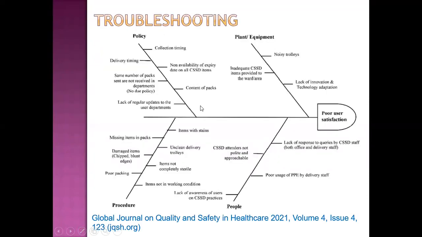Whenever there is a problem, we can troubleshoot it using a fishbone diagram, which I have taken from this article. The problem may be in the policy, in the plant and equipment, in the human resource, or in the procedure. So this is all for today.